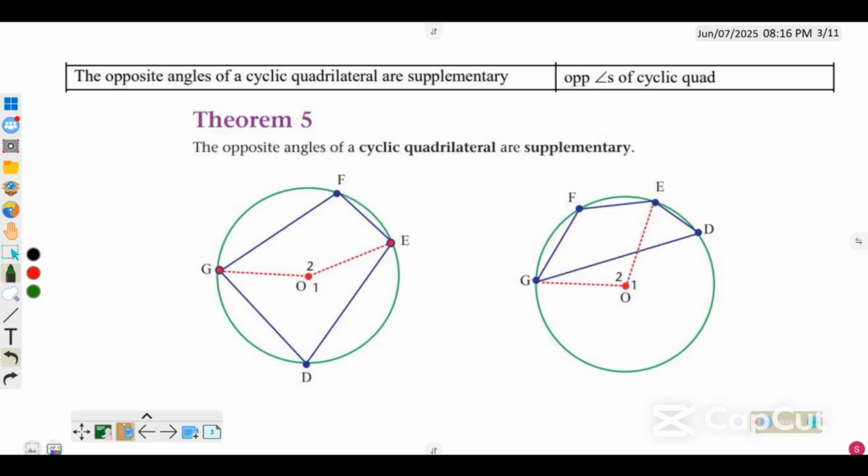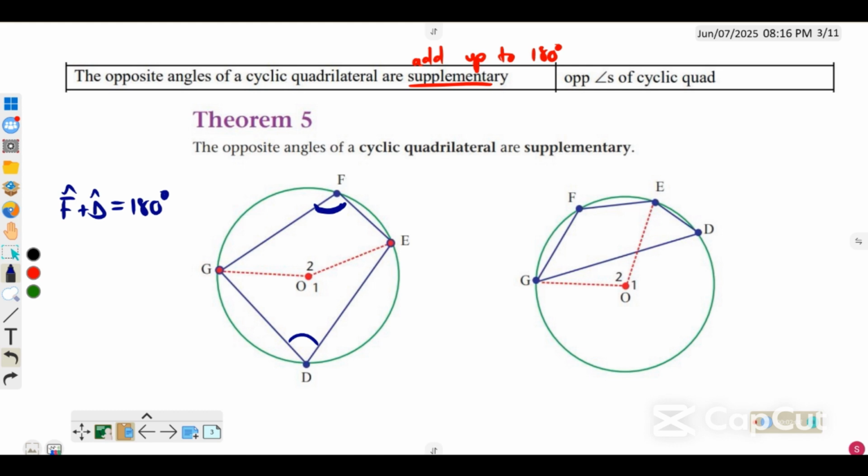So the first theorem that we look at under this is the one that says that the opposite angles of a cyclic quadrilateral are supplementary. Remember, the word supplementary simply means that they add up to 180 degrees. So which angles are we talking about? These F when added to D, so angle F plus angle D should give us 180 degrees. They are the opposite angles.